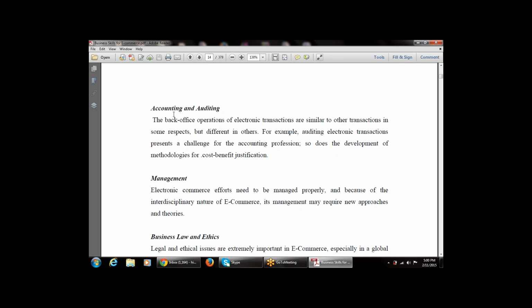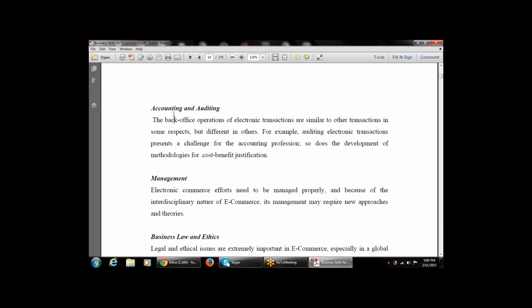That is, whenever we use e-commerce, there is accountability as well as accounting and auditing. This means auditing for e-commerce transactions, that is, electronic transactions.